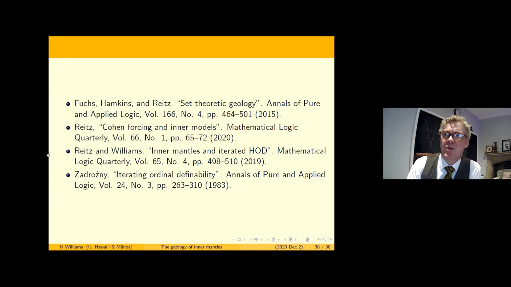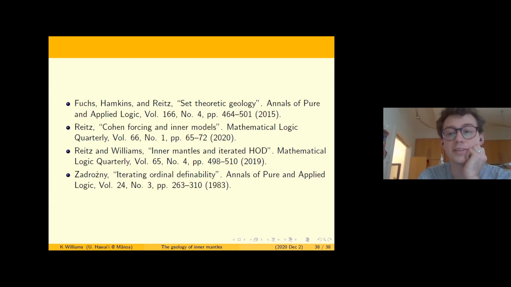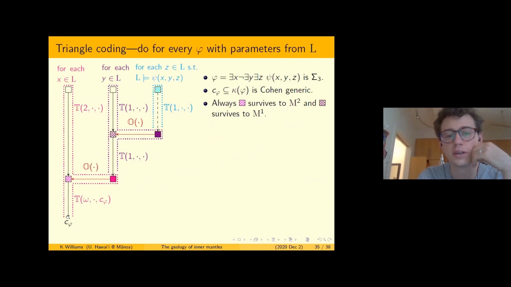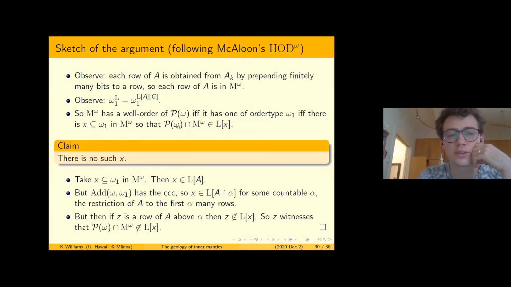So Corey has a question. Corey Switzer: This was great. Thank you. My question is basically going back to the omega-th mantle that's not a model of choice. Do you know if you can kind of control that at all, in the sense that, if you have your favorite model where choice fails, say, the symmetric extension by a Cohen real, can you make that the omega-th mantle or something like this?